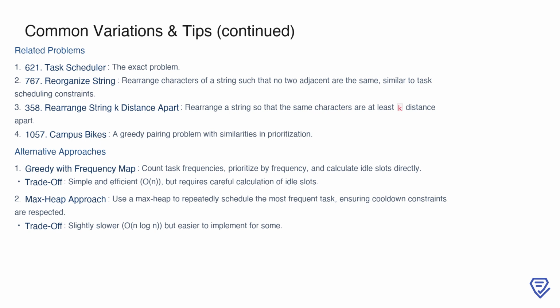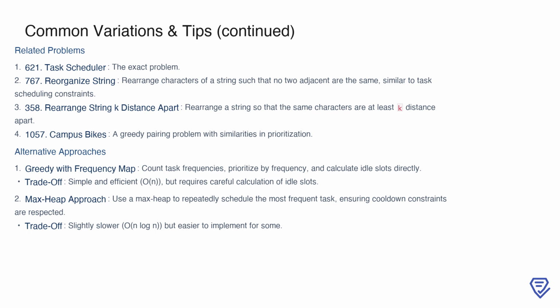Let's now connect the task scheduler problem to some related problems you might encounter. These include LeetCode problem 767, reorganize string, which involves rearranging characters in a string so that no two adjacent characters are the same. The constraints here are similar to those in task scheduling. Another related problem is 358, rearrange string k distance apart. This requires rearranging a string such that the same characters are at least k distance apart, again echoing the idea of maintaining a cooldown period. Lastly, problem 1057, campus bikes, is a greedy pairing problem that shares similarities in terms of prioritization strategies.